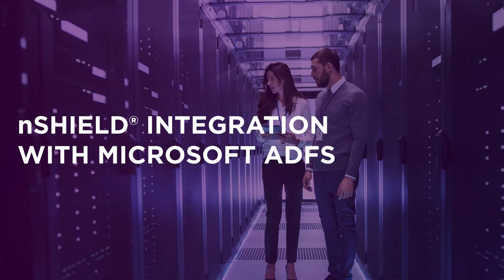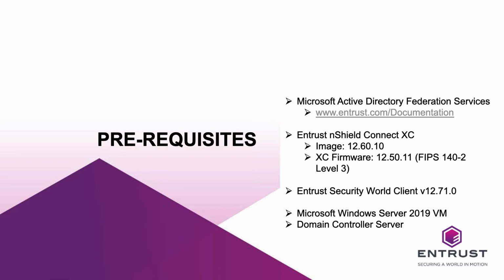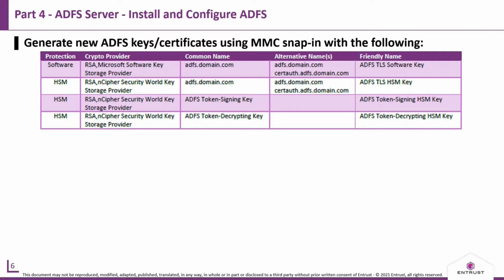Today, I'll show you how to integrate the Microsoft Active Directory Federation Services and nShield hardware security module. Before we begin this integration, there are some prerequisites we must fulfill. These are the prerequisites. For more information, visit our Microsoft Active Directory Federation Services integration guide at entrust.com/documentation. Next, I will demonstrate the following steps after this slide.